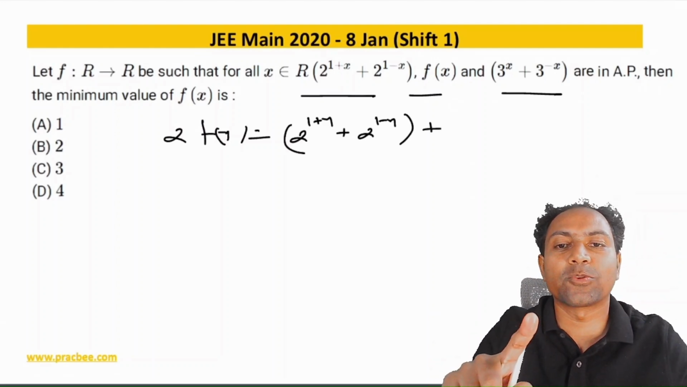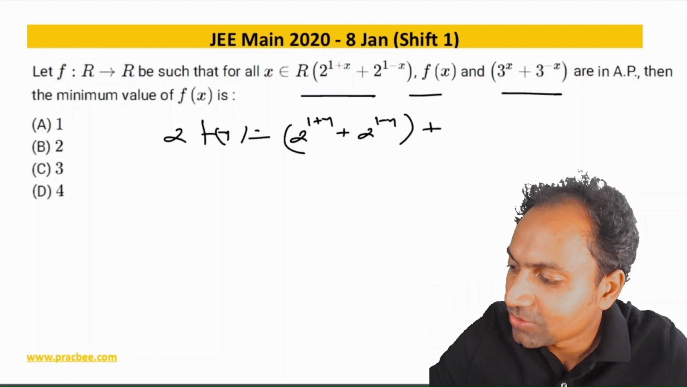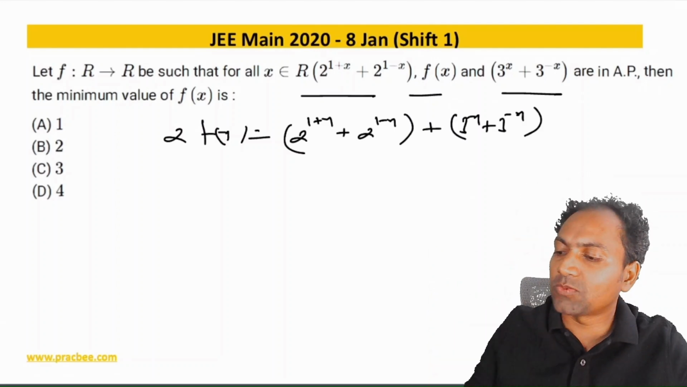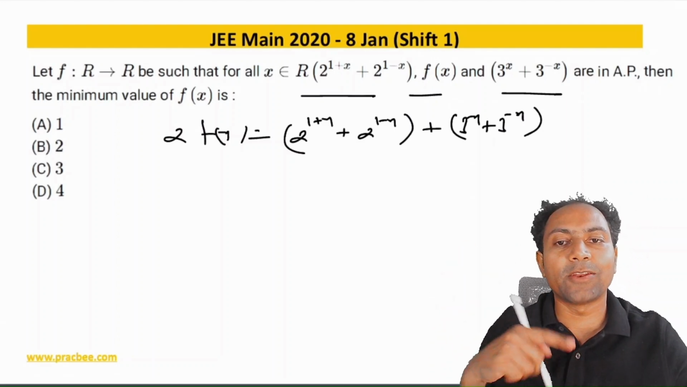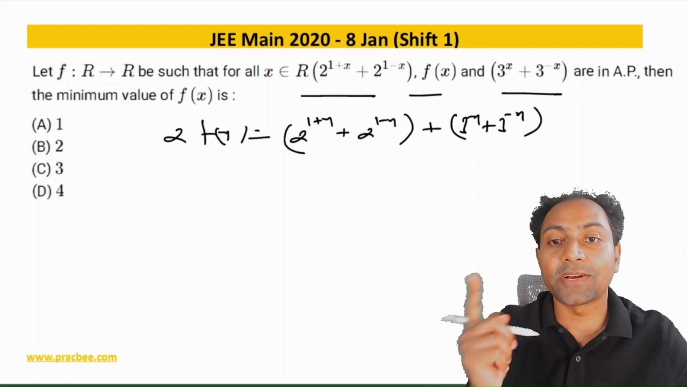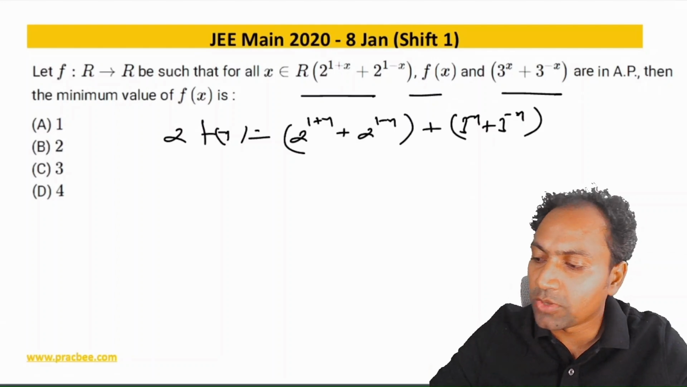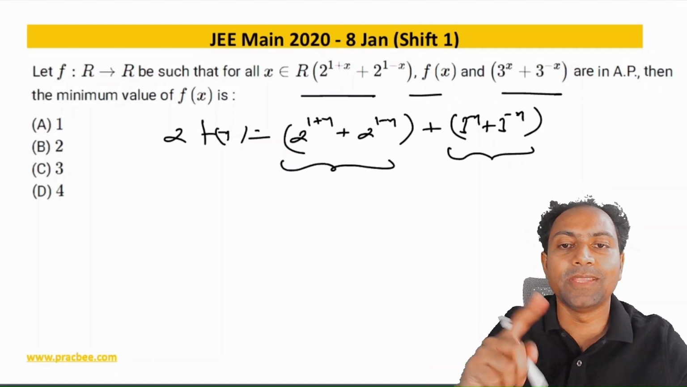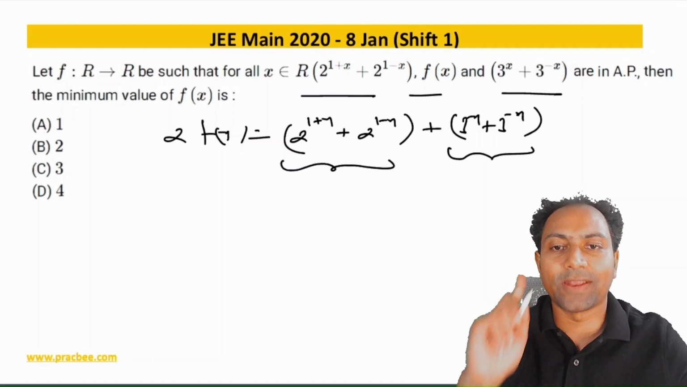So what we are trying to say is 2b is equal to a plus c. So this becomes 3 raised to the power x, 3 raised to the power minus x. Next, they are talking about the minimum value of this fx. Here our aim is that AM greater than or equal to GM will come into place, because the minimum value will come when both of these are minimum for some common value of x.